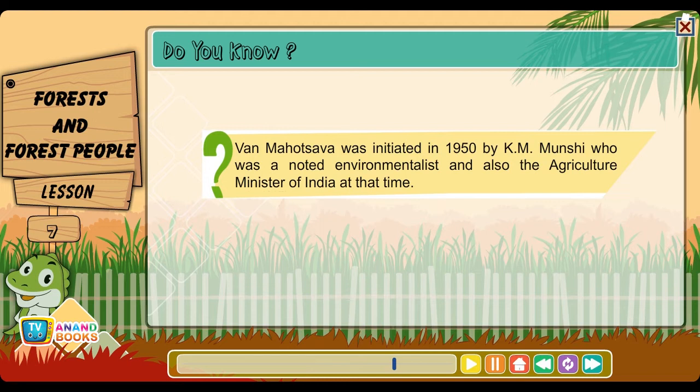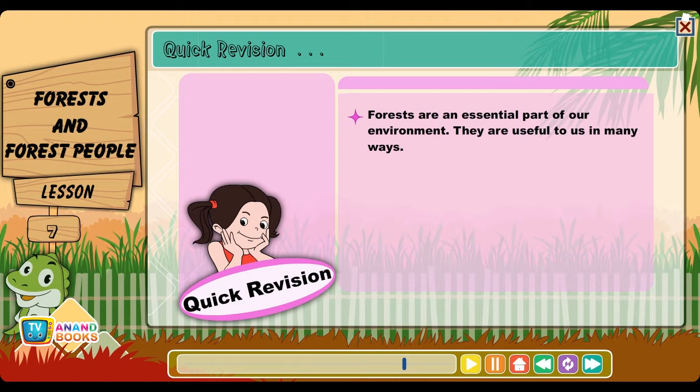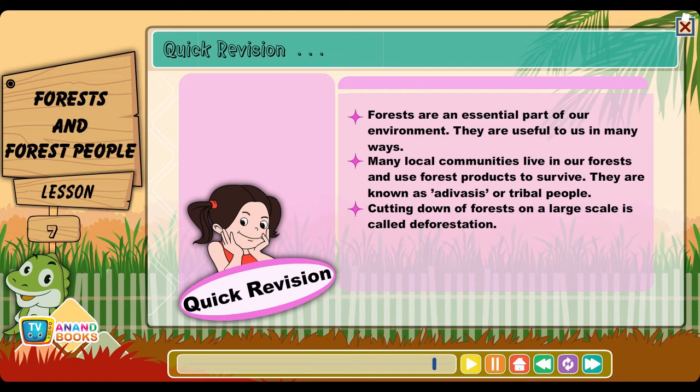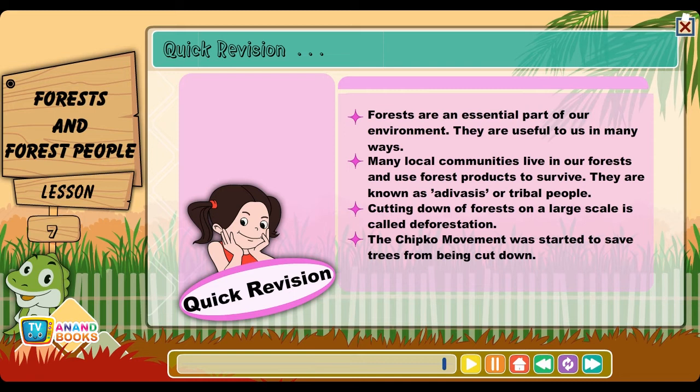Quick revision. Forests are an essential part of our environment. They are useful to us in many ways. Many local communities live in our forests and use forest products to survive. They are known as Adivasis or tribal people. Cutting down of forests on a large scale is called deforestation. The Chipko movement was started to save trees from being cut down.